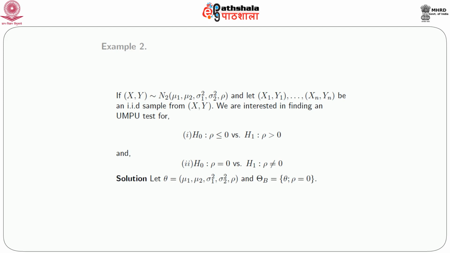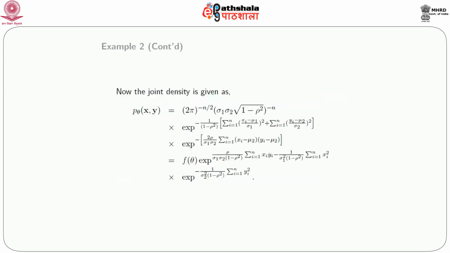Now we consider a solution of this problem. Let theta, actually a vector with 5 parameters, and Θ_B equal to the set of all theta with rho equal to 0. The joint density of X and Y is given in this form. It is a form of the bivariate normal distribution.